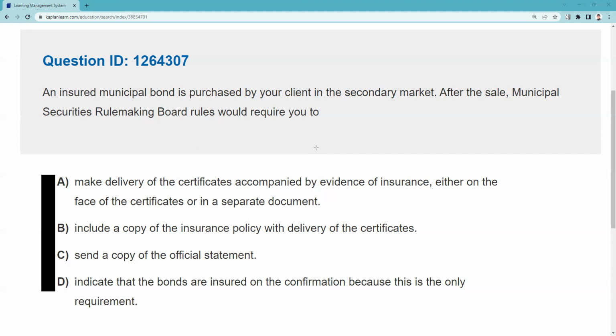Anyways, this is a Kaplan explication request, QID 1264307. We help you with any question you have, but if it's a Kaplan QBank question, it's a little easier because you can just give me the QID and I can pull it up backstage for you.